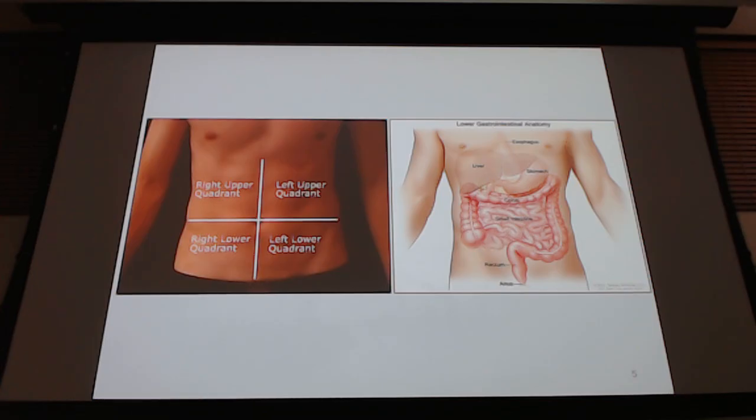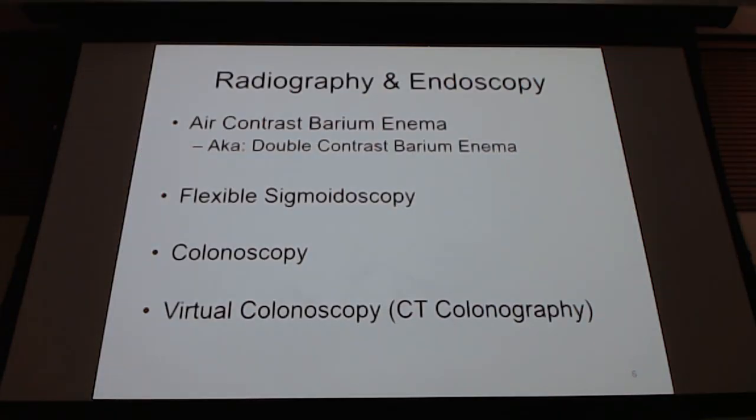So here are your different types of studies. So air contrast, barium enema. I don't see this a lot, but you need to be aware of it. So double contrast. And we look at our flex sig, our colonoscopy, and then our virtual colonoscopy. A little bit more on that. Sorry, that's the next slide. Jumped onto that. So virtual colonoscopy, I think that's very interesting.